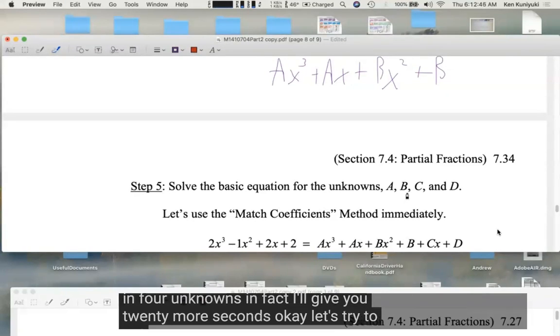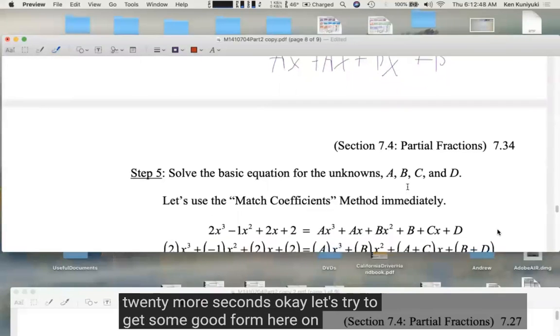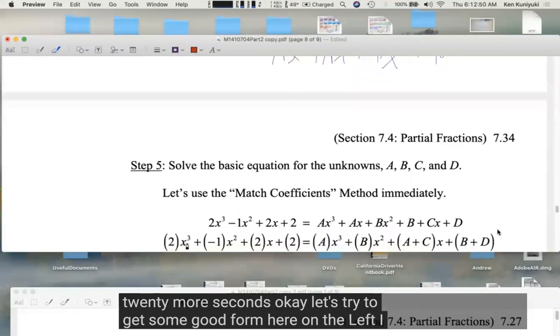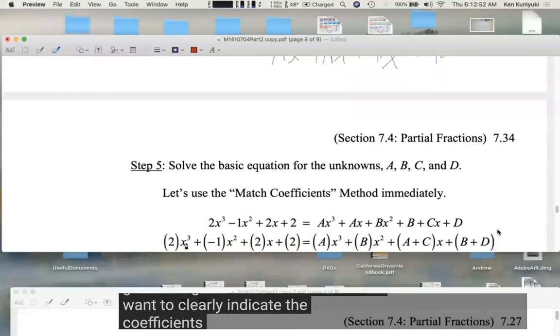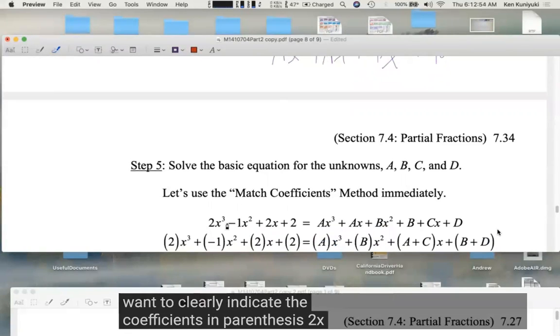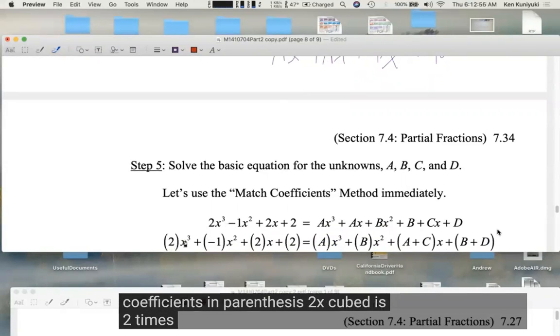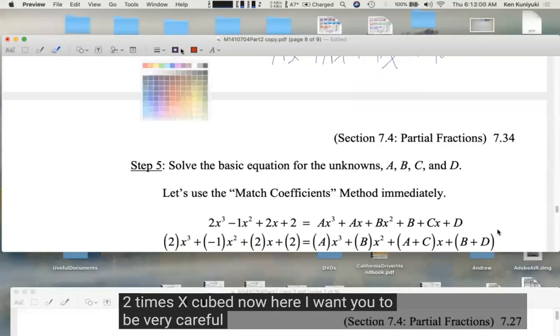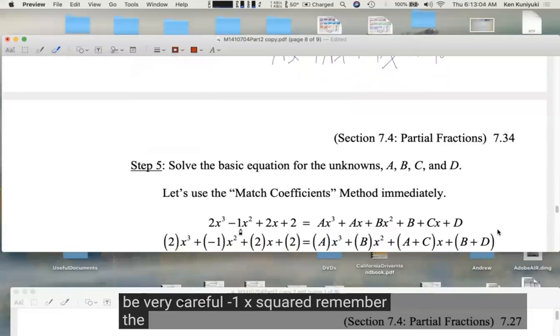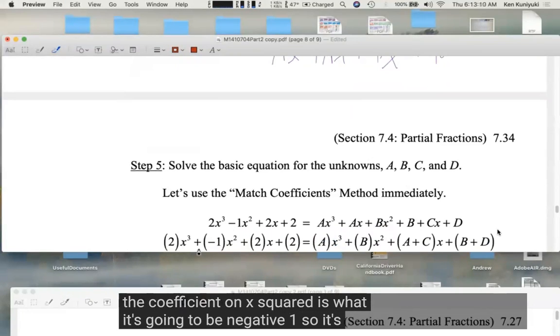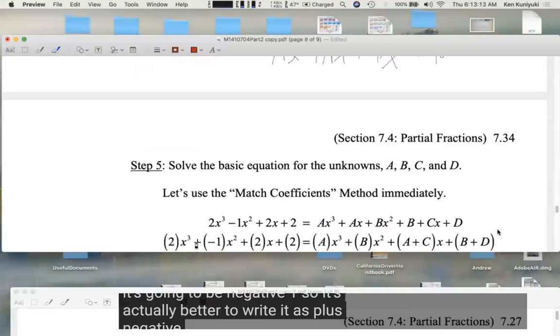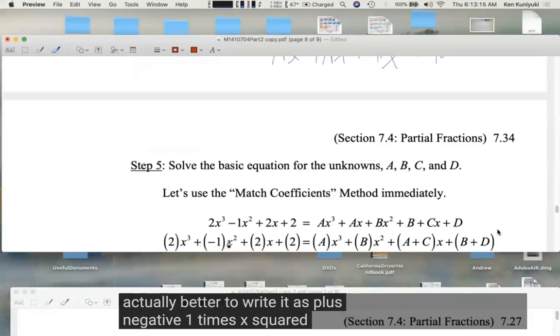Okay, let's try to get some good form here. On the left, I want to clearly indicate the coefficients in parentheses. 2x cubed is 2 times x cubed. Now here, I want you to be very careful. Minus 1x squared. Remember, the coefficient on x squared is going to be -1. So it's actually better to write it as plus -1 times x squared.